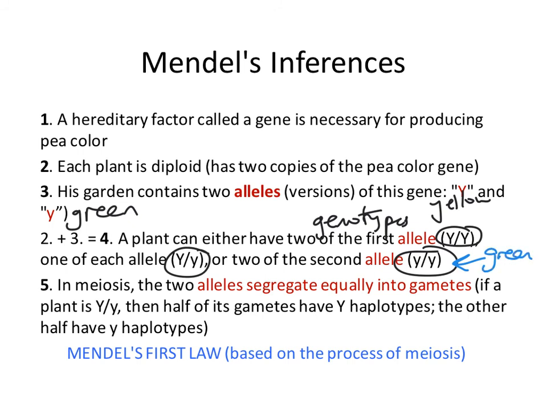So now we're going from genotype to phenotype. If you know something about the genes, the versions of the genes that an individual has, you can usually predict something about what they're going to look like. That's the central dogma, DNA to RNA to protein.